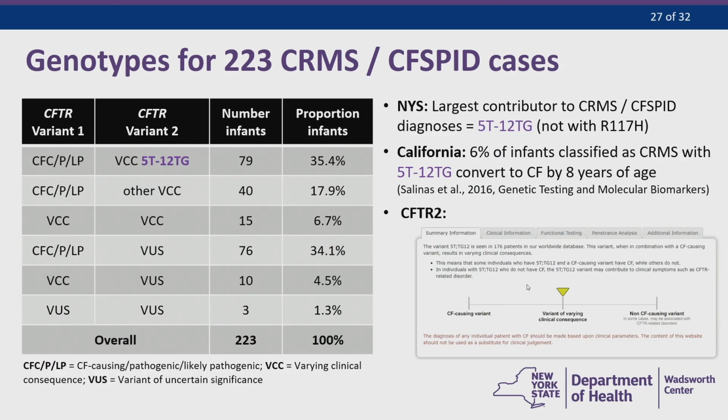Speaking of 5T, 12TG, if we look at our CRMS, CFSPID group, they all have at least one VCC or VUS, pretty much by definition. And our largest contributor is 5T, 12TG. We only screen for and report that in the babies that make it to the third tier. The reason we report it, it's considered a variant of variable clinical consequence. The penetrance is low, but California reported 6% of babies classified as CRMS convert to CF by 8 years of age. So there's some risk.